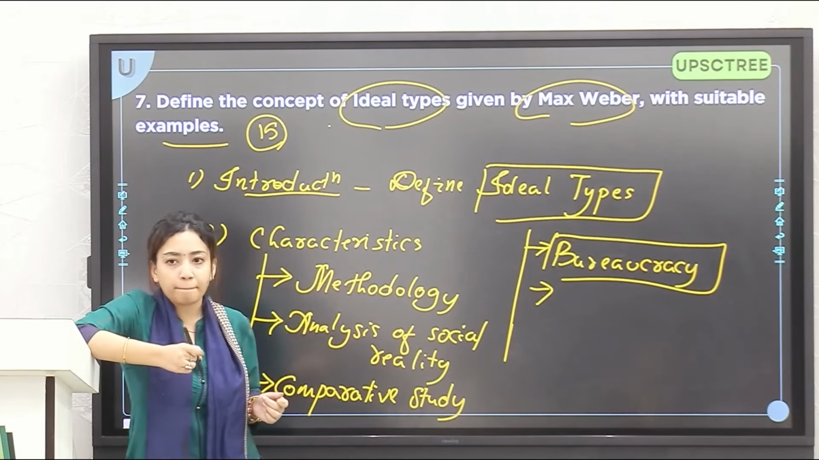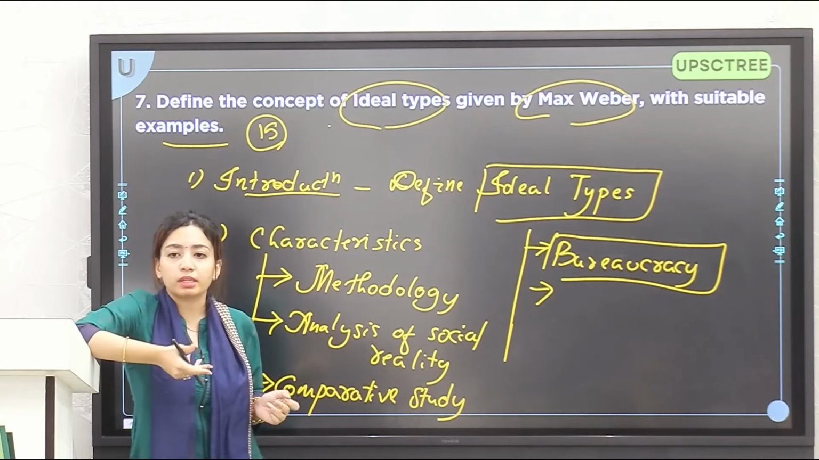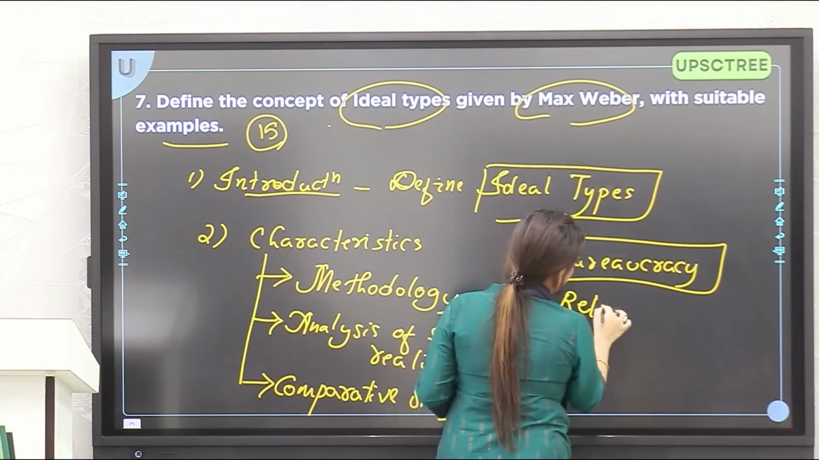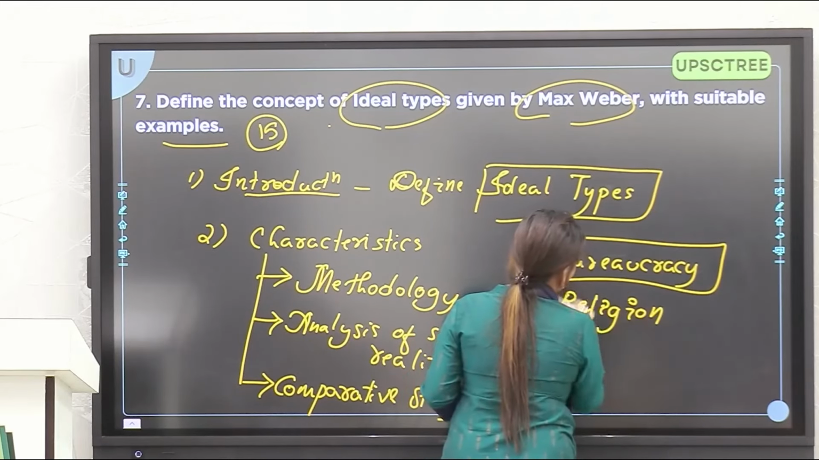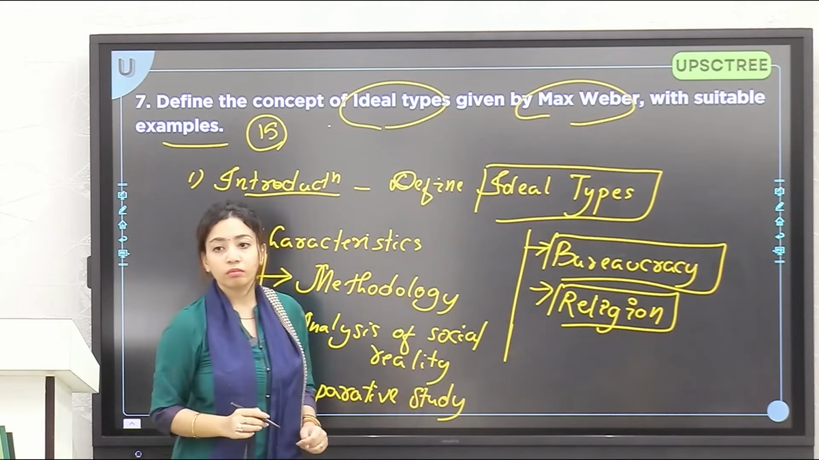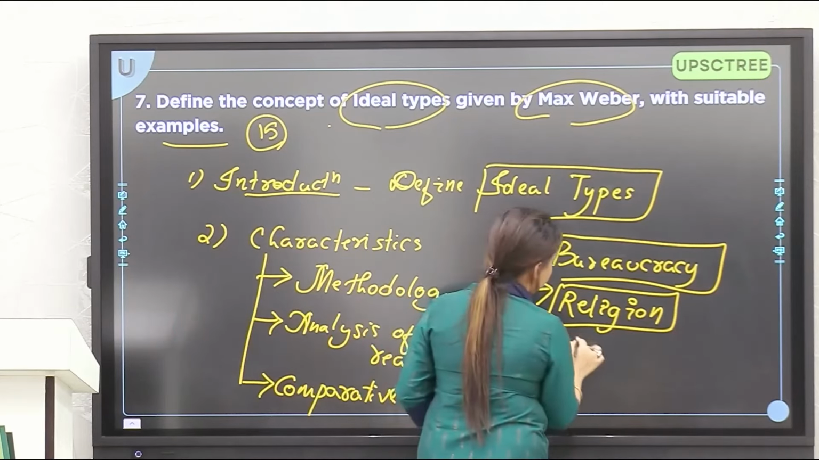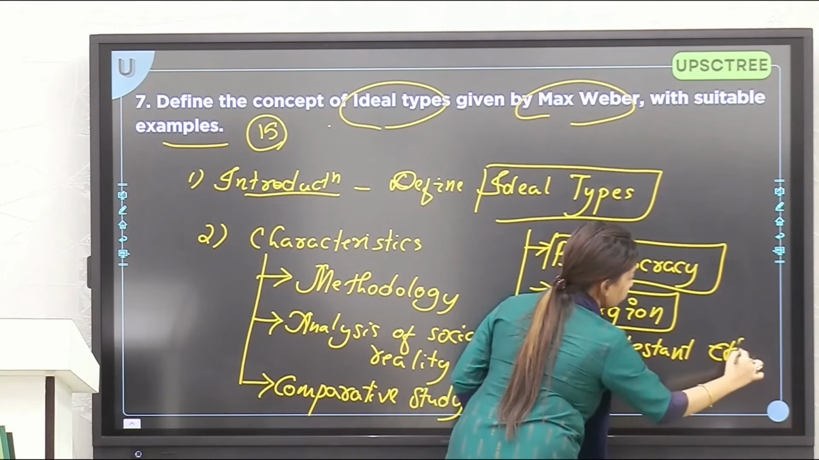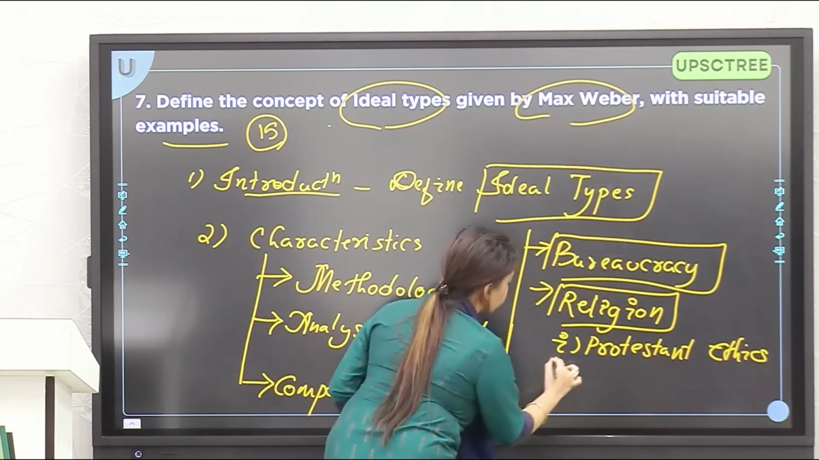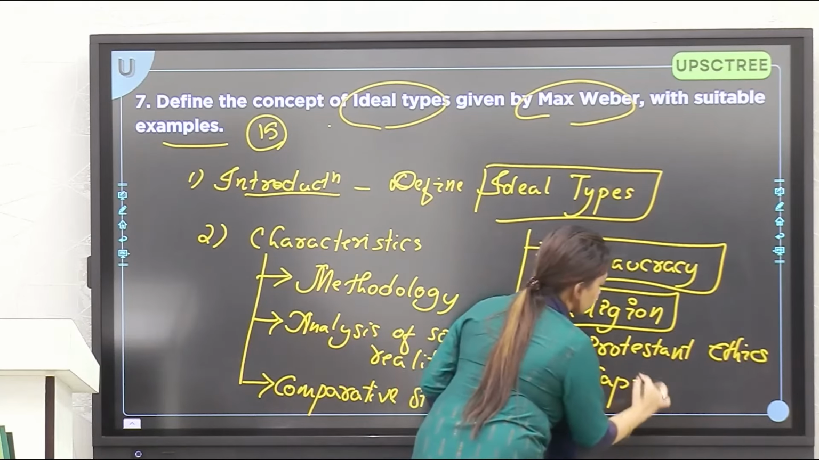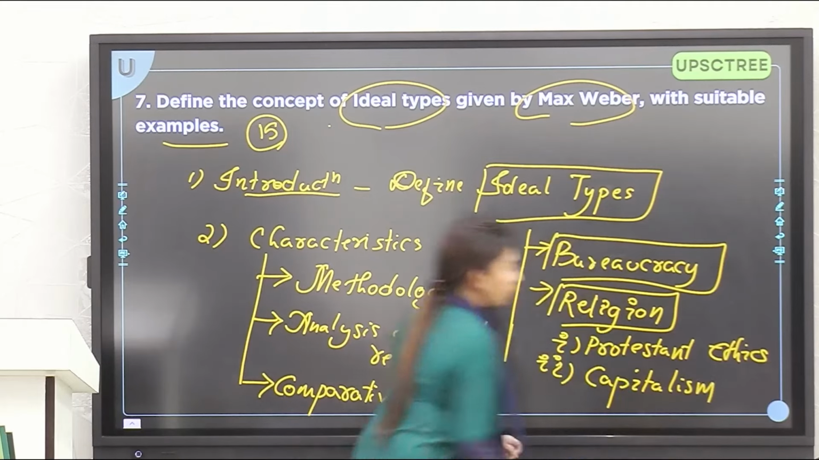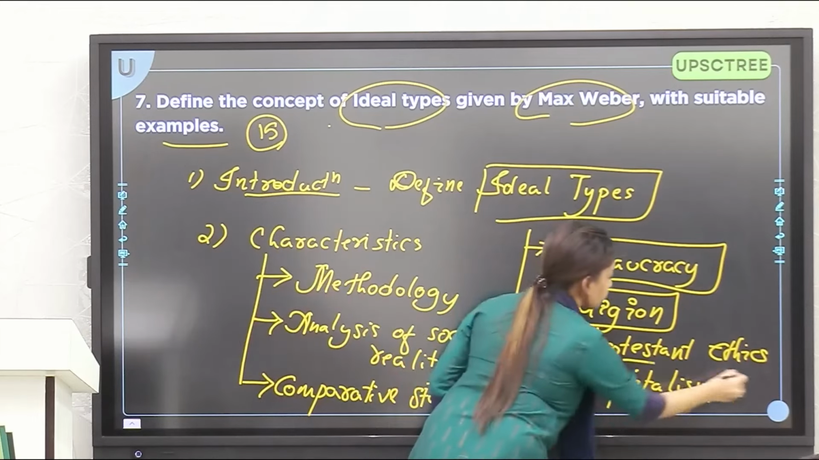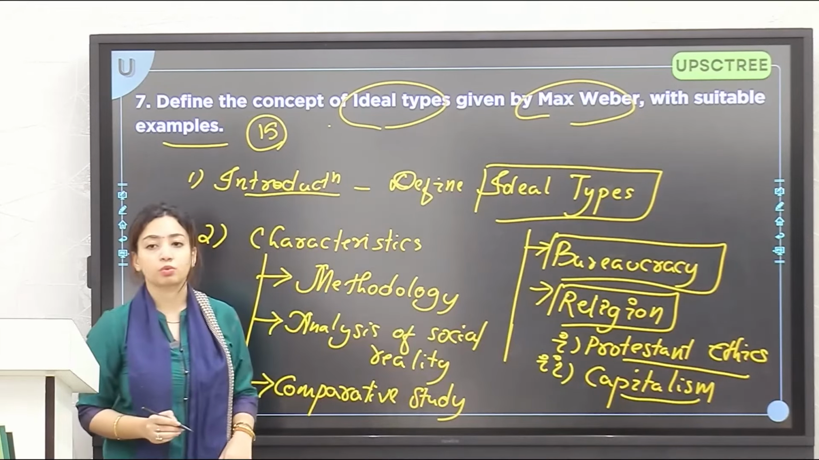Okay, where else? While discussing about the Protestant ethics, there also he has given the ideal types of religion. Which religion? Protestant ethics and capitalism. So he gave the ideal types of both these parameters, that is Protestant ethics and capitalism, and then he tried to establish the link between these two.